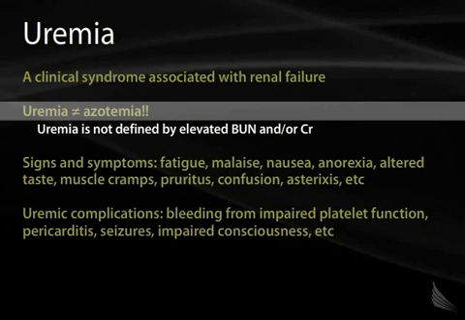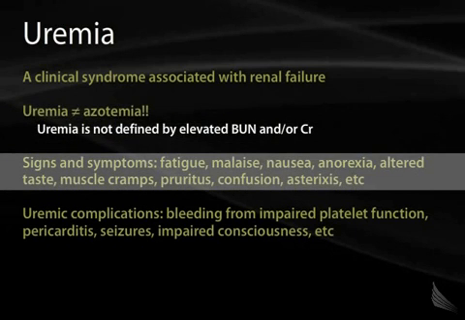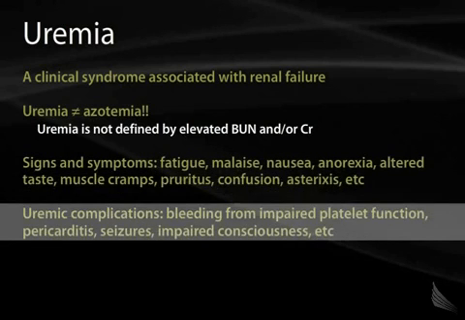Uremia is a clinical syndrome that is manifested by a collection of relatively vague symptoms: fatigue, malaise, nausea, anorexia, altered taste, disordered sleeping. Clinically, when uremia becomes extreme, we can see even more pronounced complications, specifically platelet dysfunction leading to bleeding, pericarditis, seizures from increased accumulation of toxic substances, impaired consciousness. All of these lead to the progressive symptoms that will often manifest in a patient with advanced renal failure.